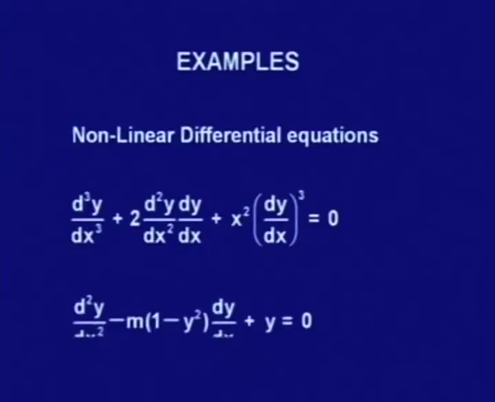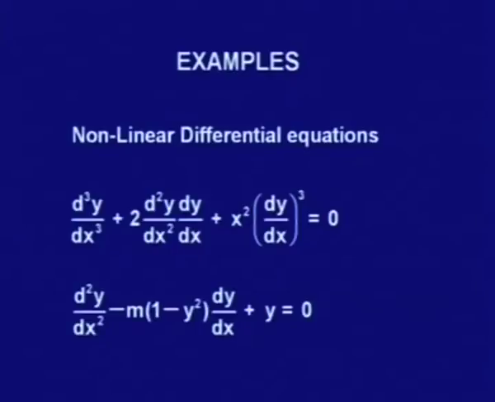The second example, d2y over dx2 minus m times 1 minus y square times dy over dx plus y is equal to 0. Here we see that derivatives are occurring in the first degree only, but the function itself is occurring in the second degree. Moreover, in one term we do have the function and its derivative occurring simultaneously. Thus, this is also an example of a non-linear differential equation.